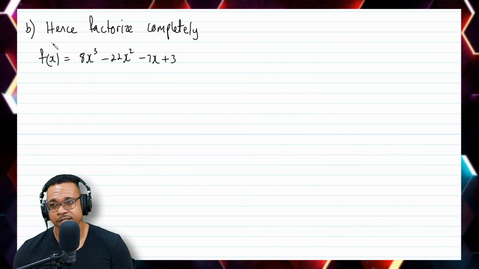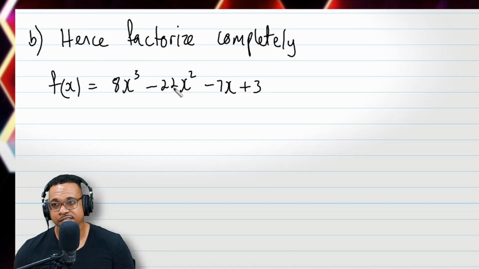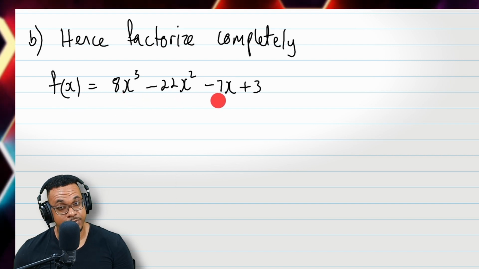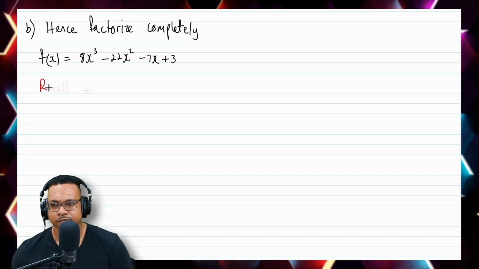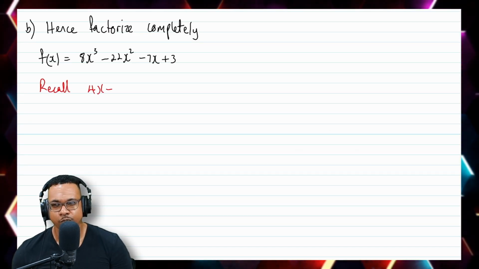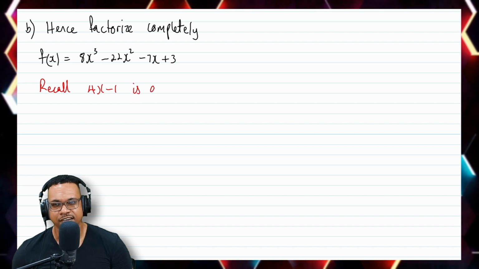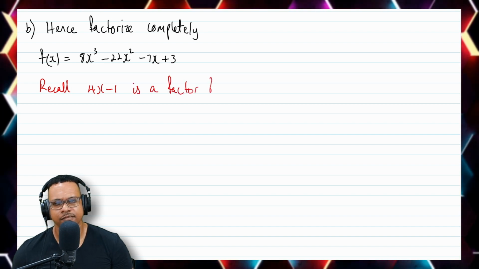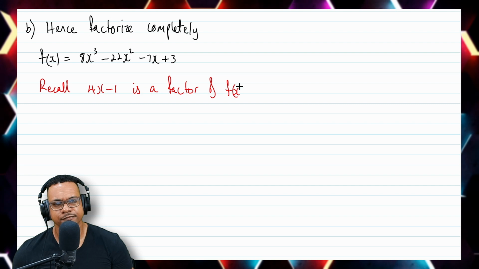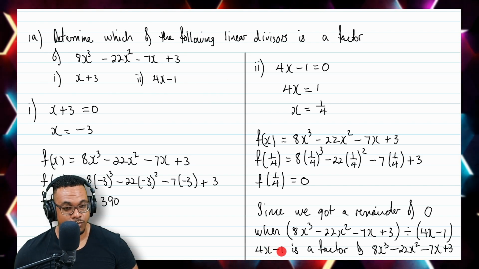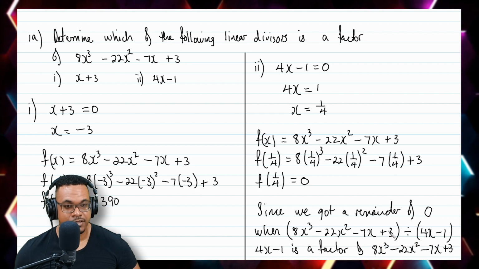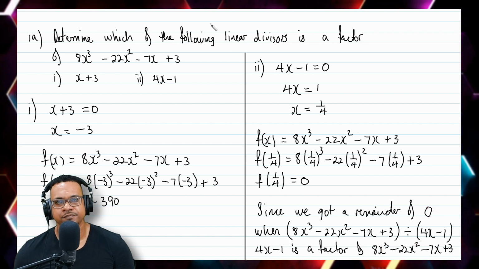So here I've written out part B, which is to hence factorize completely f of x equal to 8x cubed take away 22x squared take away 7x plus 3. So I'm just going to put here that, recall, 4x take away 1 is a factor of f of x. And remember, we got that from here, that 4x take away 1 is a factor of this polynomial because we got a remainder of 0.